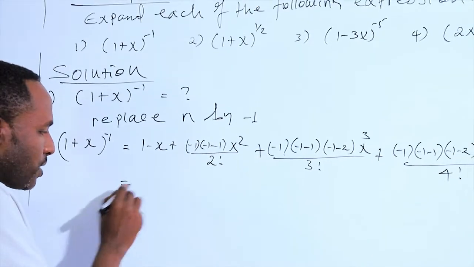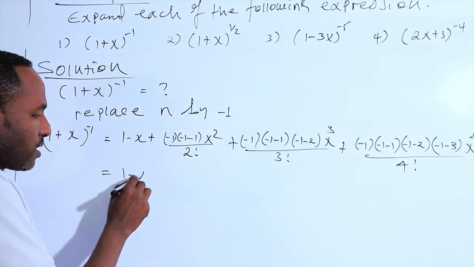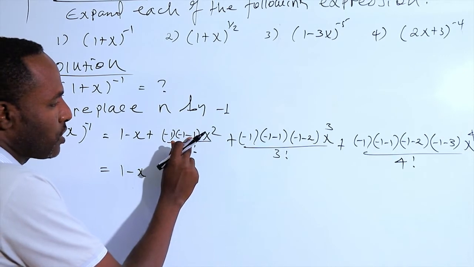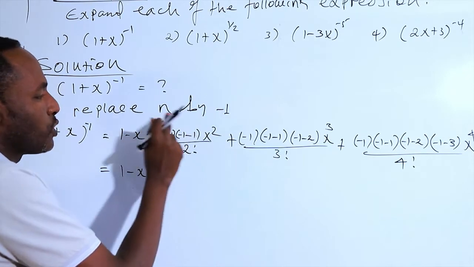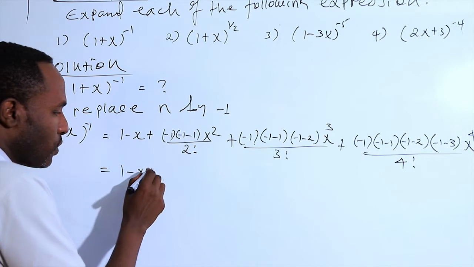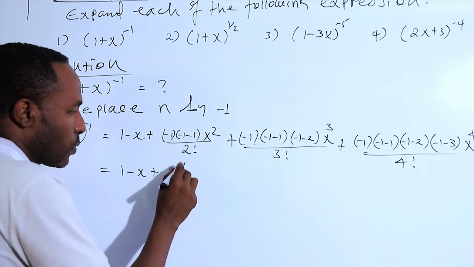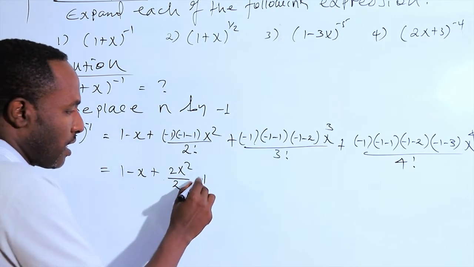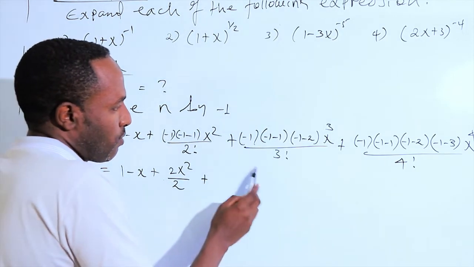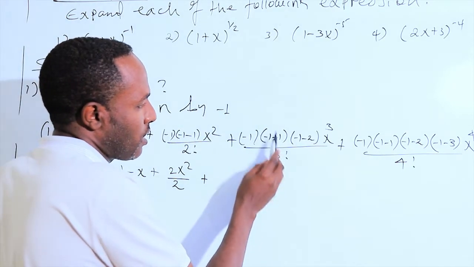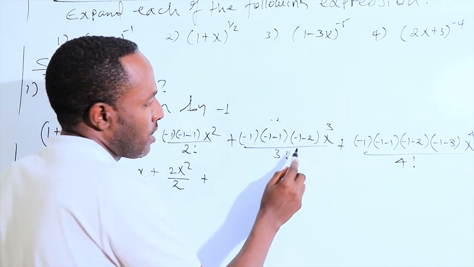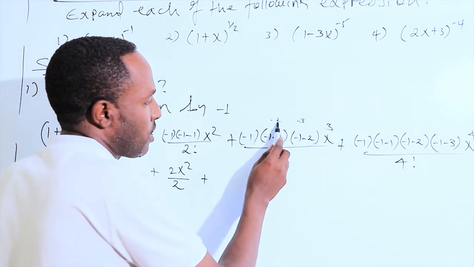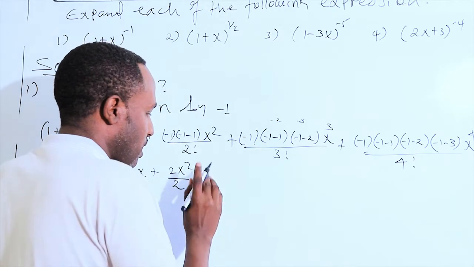Therefore, this expression is exactly equal to 1 minus x, and again minus 1 times minus 2, which is positive 2, times x squared over 2 factorial, which is 2 times 1, plus, and again here negative 1 times negative 2 times negative 3, which is negative 6.